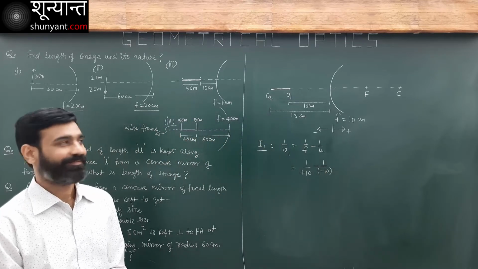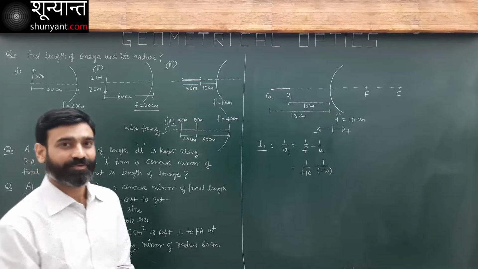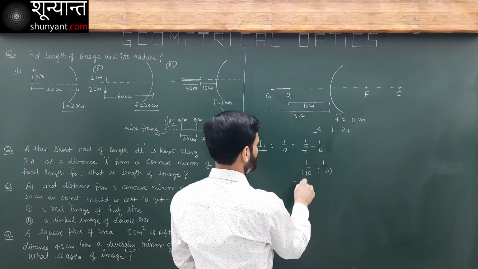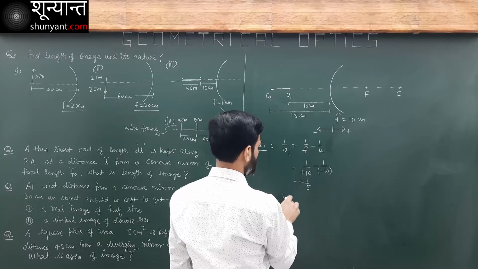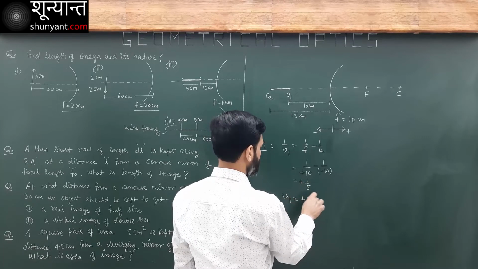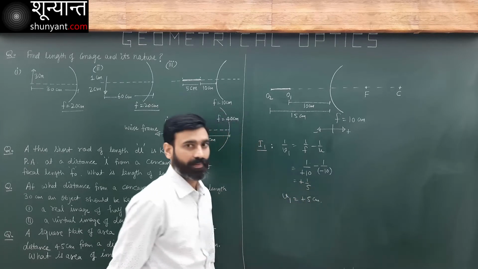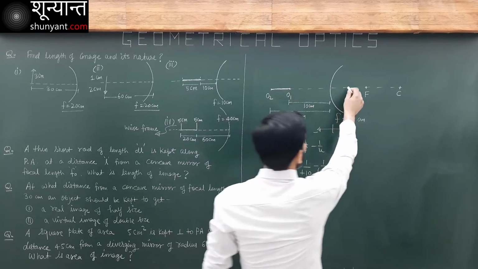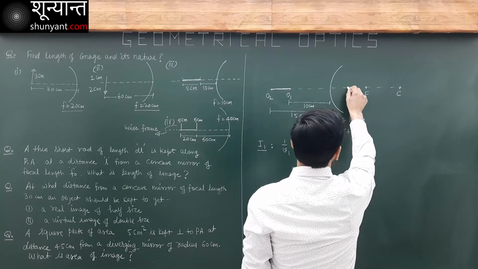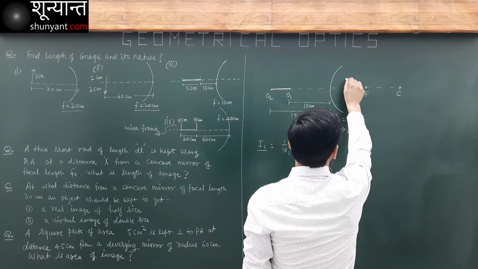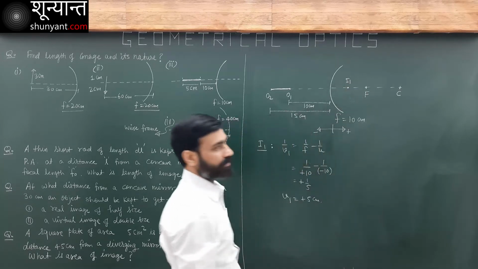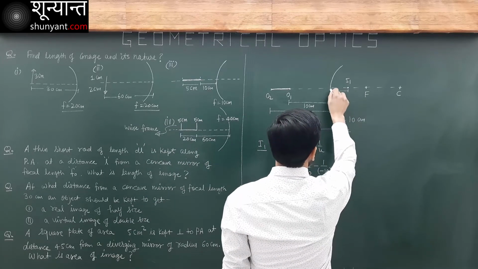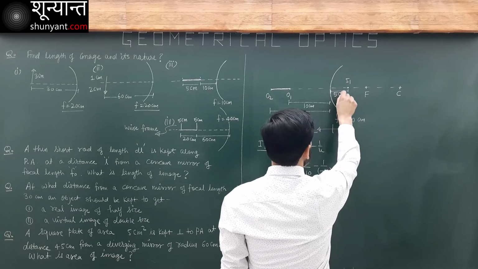Okay, where the image is going to be? Image is going to be 2 over 10, so plus 1 over 5. V1 is plus 5 centimeter. So the image corresponding to this is going to be somewhere here. Okay, this is I1. And what will be this distance? This distance is going to be 5 centimeter.